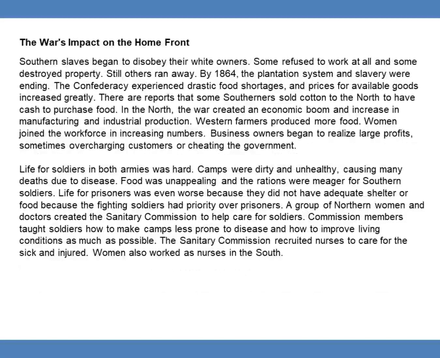The war's impact on the home front. Southern slaves began to disobey their white owners. Some refused to work at all, and some destroyed property. Still others ran away. By 1864, the plantation system and slavery were ending. The Confederacy experienced drastic food shortages and prices for available goods increased greatly. There are reports that some Southerners sold cotton to the North to have cash to purchase food.